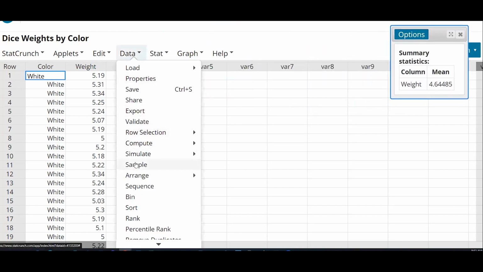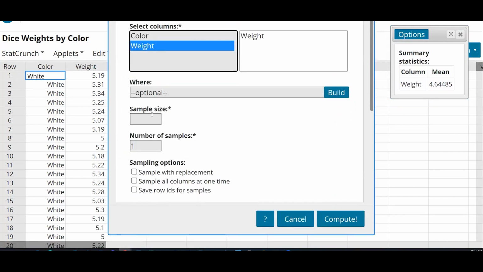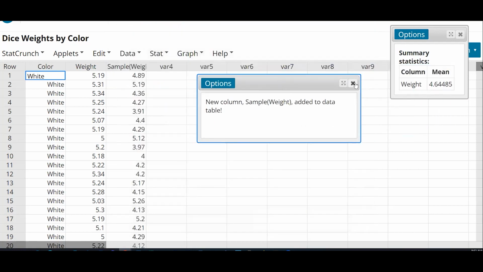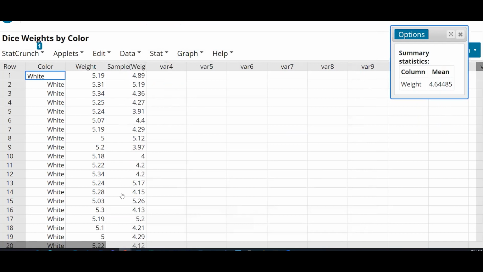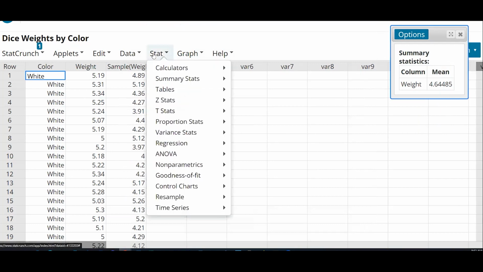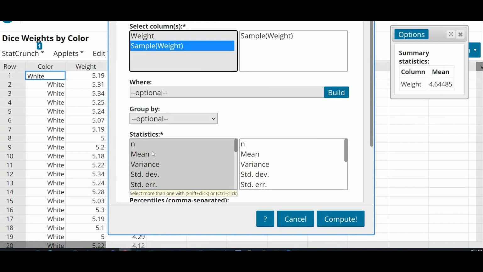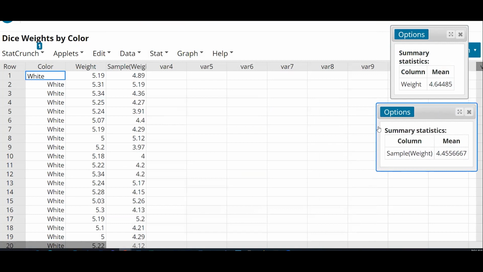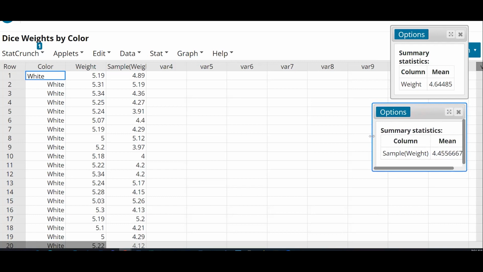So I'm going to go to data sample. I'm going to choose weight, and let's take a sample of, say, 30 of the dice. So StatCrunch randomly chose 30 of the weights, and we could find the sample mean of these weights. Same thing, we can go to stat, summary stats columns, and find the sample weight mean. And we see that we get a sample mean that is 4.4556667. Now, this is not the same as our population mean, but it's as good as we can do with this one sample.